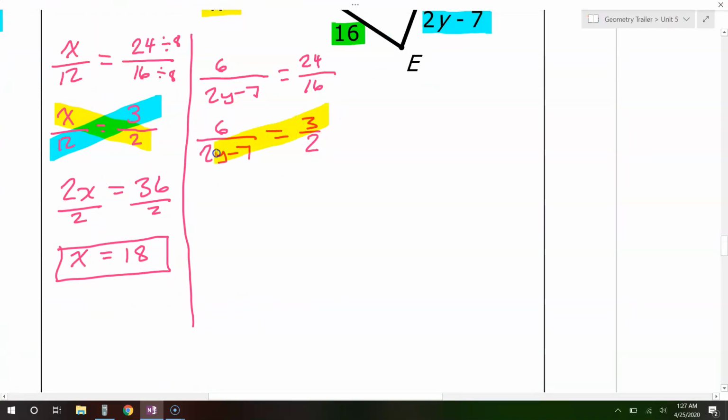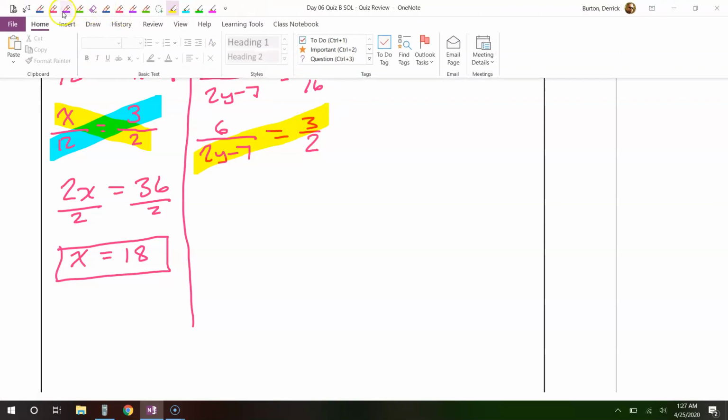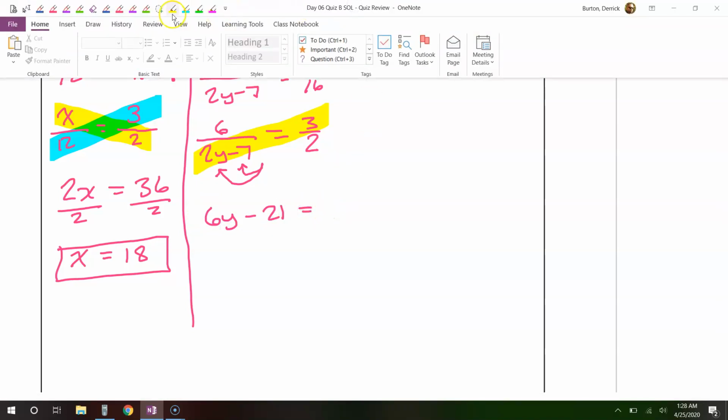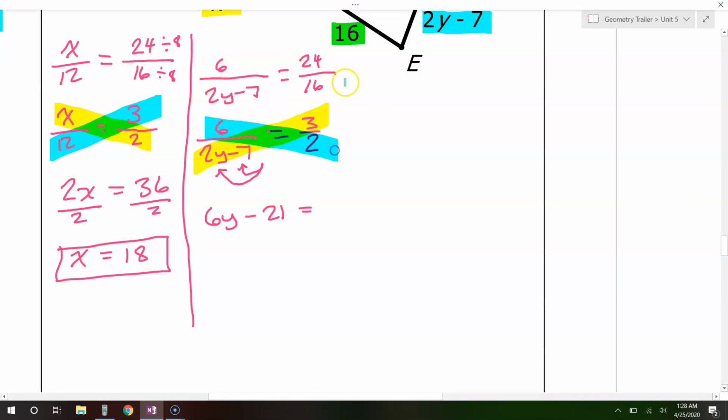Okay, now we are doing the distributive property with this 3. Do not forget that. So I'm going to multiply by the 2y, and I'm going to take that 3 times -7. So that's going to give me 6y minus 21 is equal to, and then I multiply the other diagonal. So that's going to give me 12. 6 times 2. So adding 21 to both sides, guys, will give me 33.